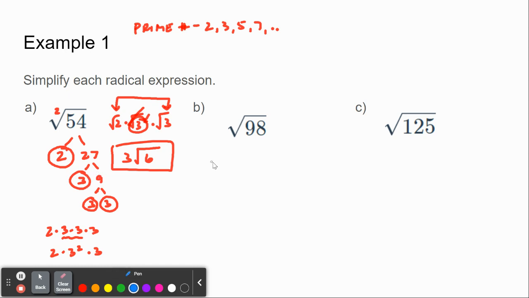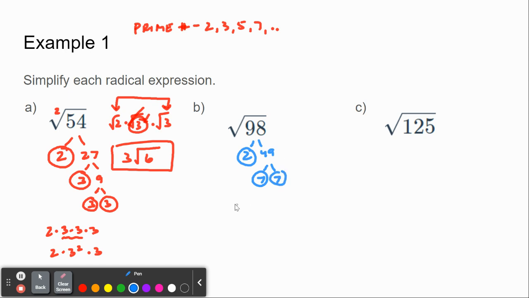Okay, next one, 98. Again, I want to break it down to its prime numbers. So 2 goes into 98, and again, use a calculator or your brain, 49. 2 is prime. 49 is not divisible by 2. It's not divisible by 3. It's not divisible by 5, but it is divisible by 7. And it's actually 7 and 7. Both 7s are prime, and there we go.